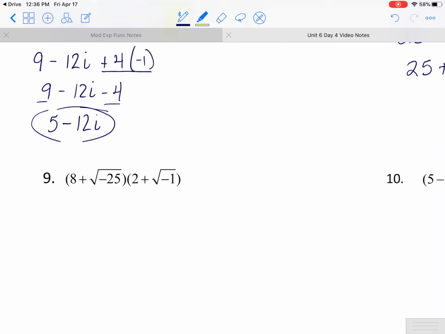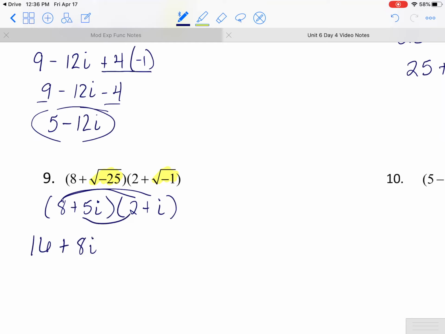All right, number 9. Because of these right here, I gotta simplify my radicals first. That was in step number 1. So really I have 8 plus 5i times 2 plus i. So if I go through and do my double distributive property, I get 16 plus 8i plus 10i plus 5i squared.